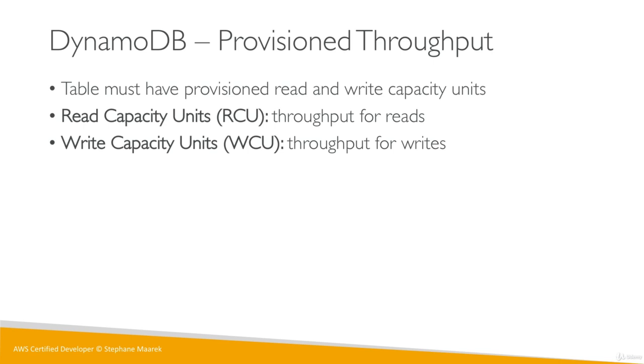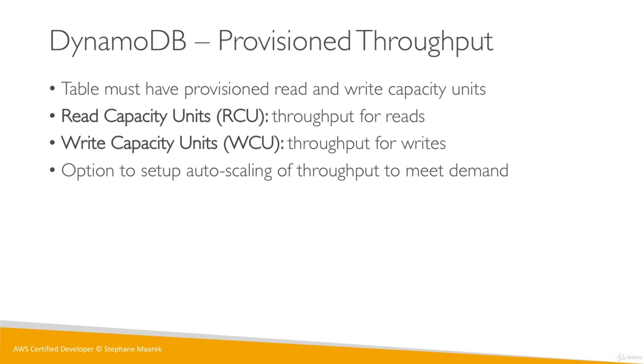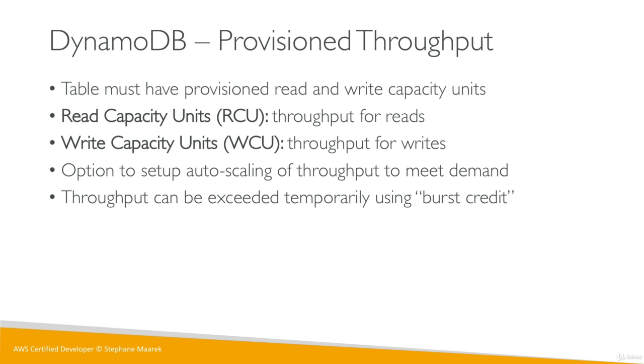So if your application is read heavy, maybe you want more RCU. If it's write heavy, maybe you want more WCU. Now you also have the option to set up auto scaling of throughput to meet the demand, and that's quite important. And the throughput can be exceeded temporarily.